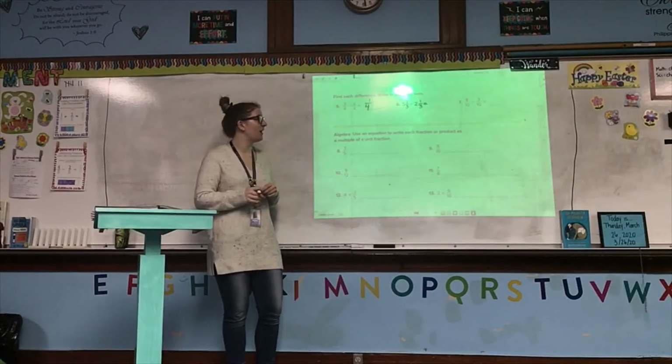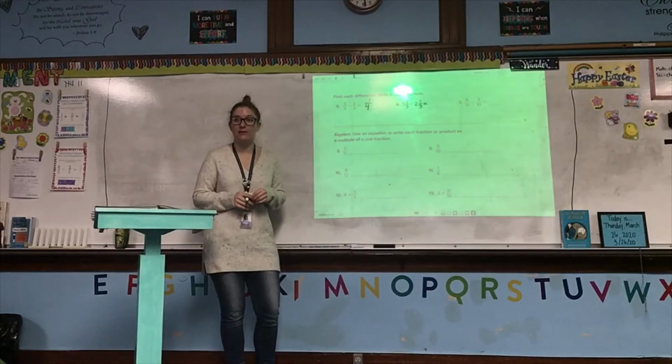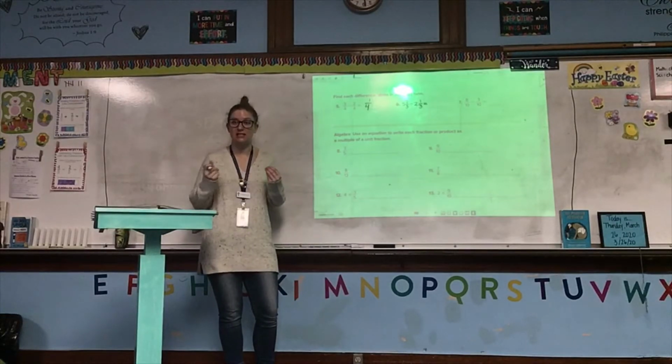Number 6, we have 5 2/3 minus 2 1/3. That is subtracting mixed numbers.